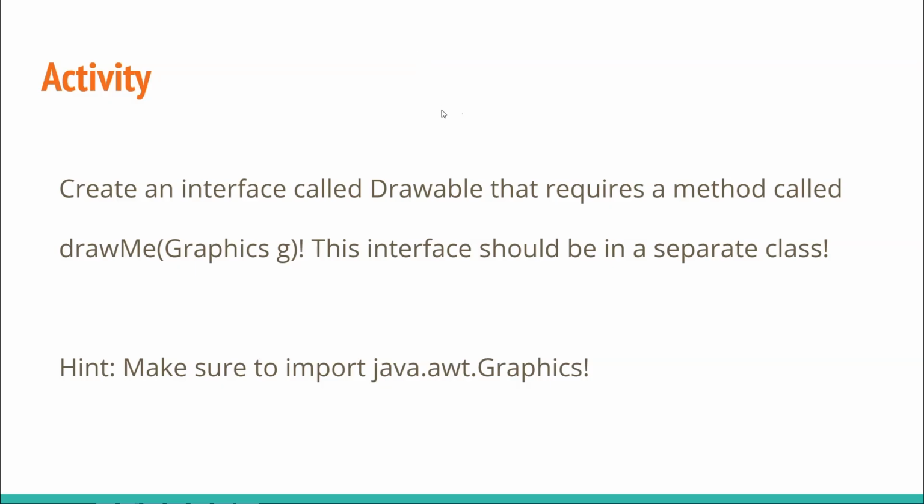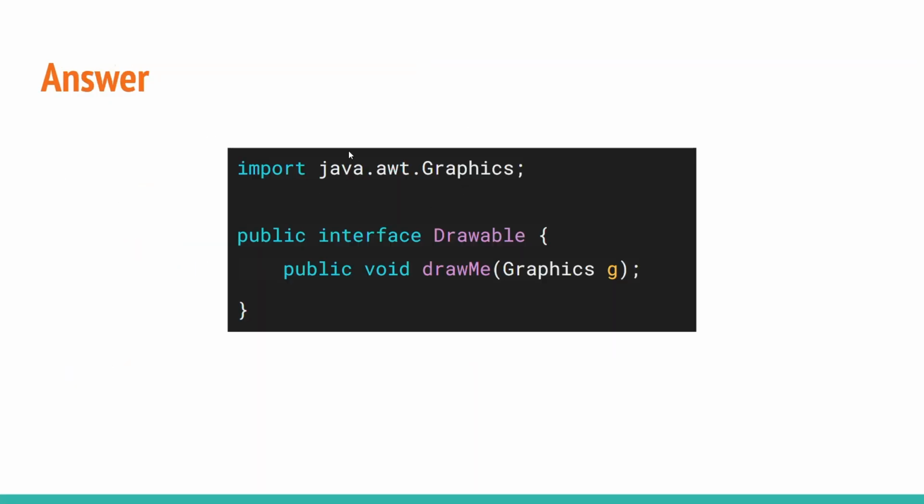Okay, so hopefully you're able to get something. It should look a little something like this. This is really all you need. You just need import, and then public interface Drawable, and then public void drawMe.